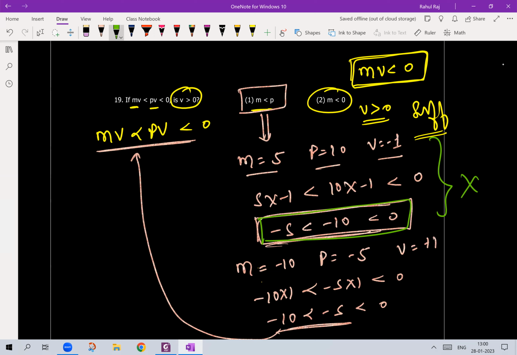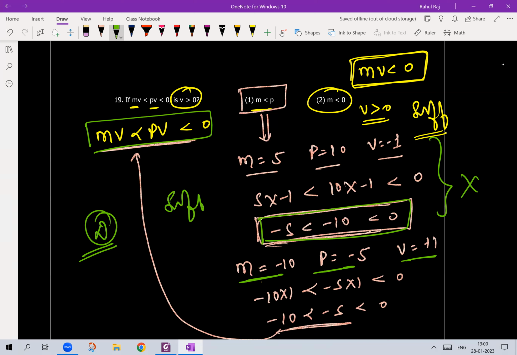I can only take values when M is negative, P is negative, and V is positive, and only then this information will be satisfied. I have actually done an exam in the same way, but you can 100% play around with the information. So even this is sufficient. The answer to this is D, because option number 2 is by default sufficient.